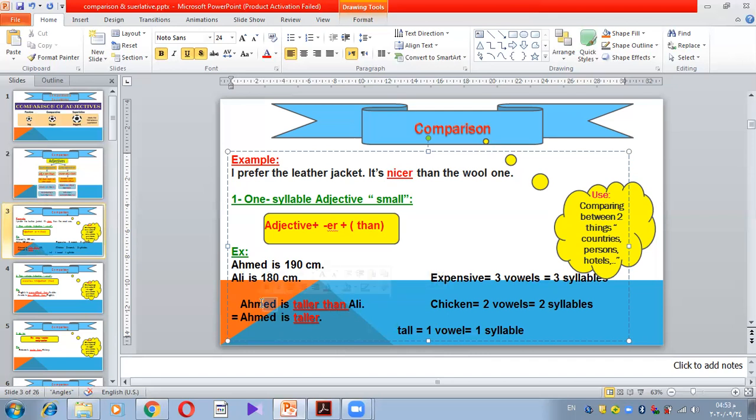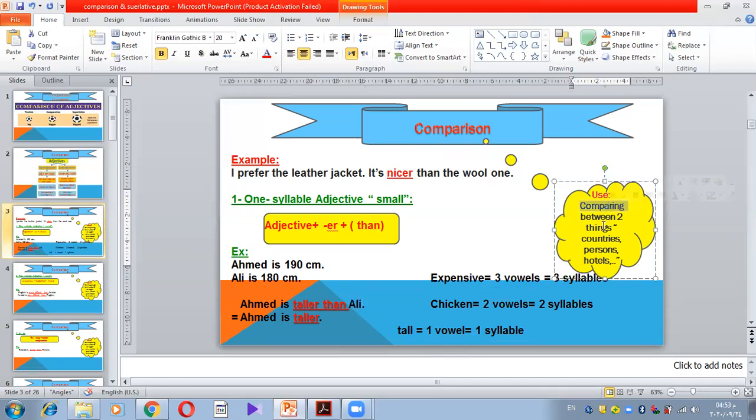So I have here one, Ahmed, and here two, Ali. I have two persons, two things, and I compare between them. But I can say Ahmed is taller without than. That's why I put it between brackets here.